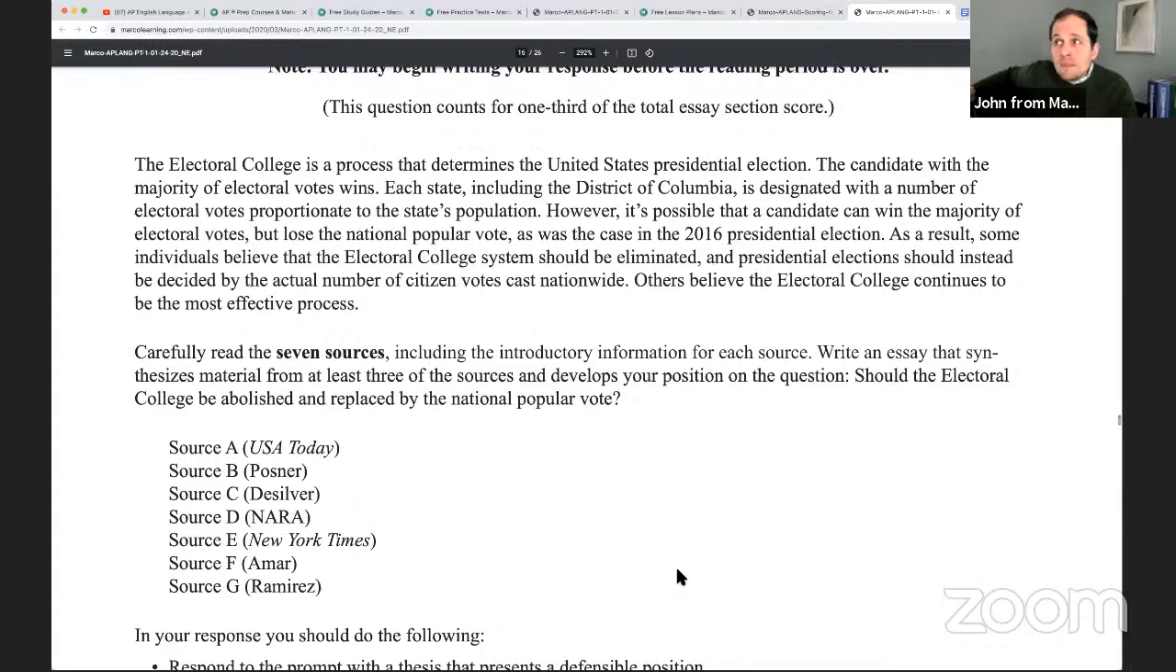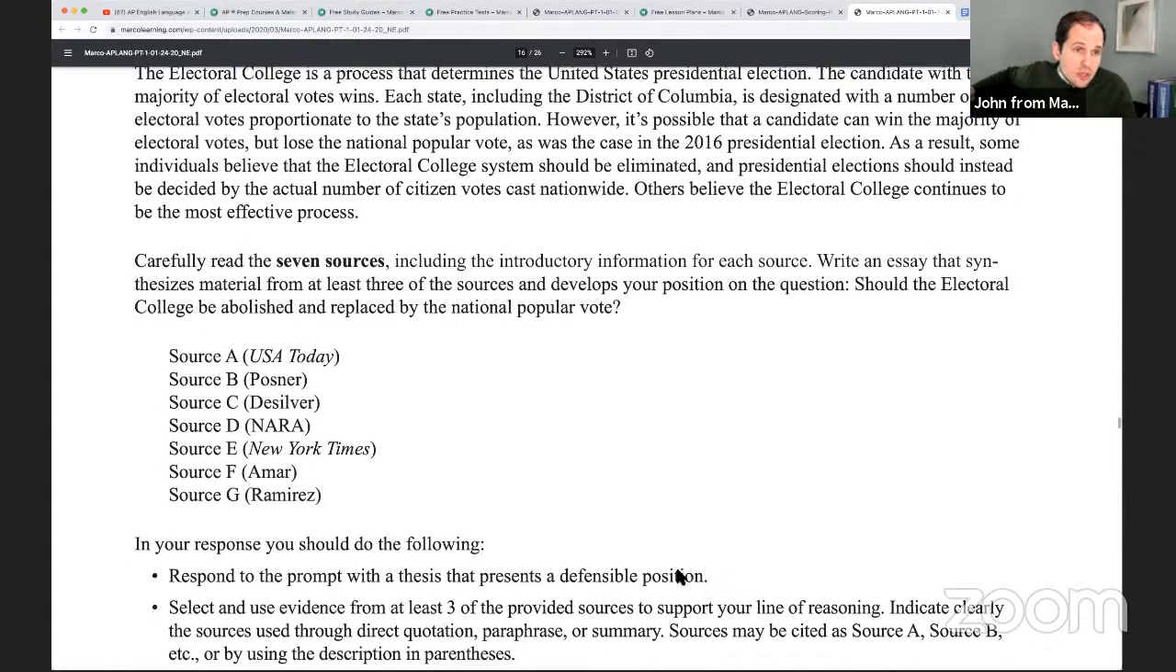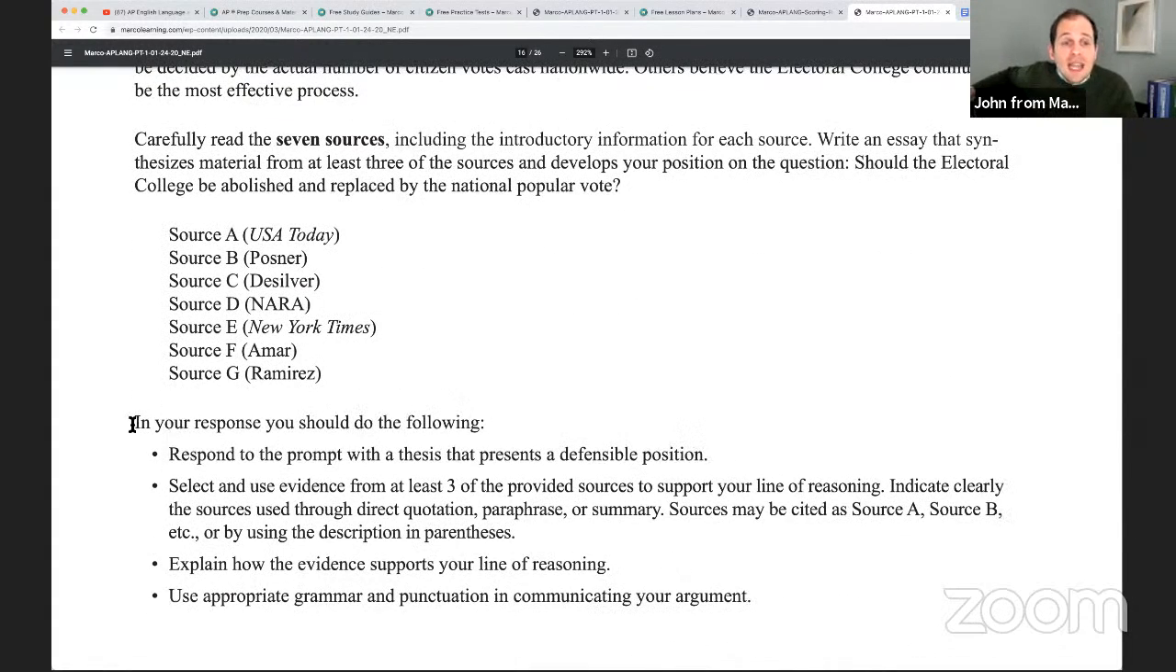Now, what's nice is they actually list out what these sources are, source A through G, and then they actually remind me of the rubric, right? Get a thesis, use at least 3 of the sources, using either direct quotation. I say keep those direct quotations pretty short. The longer your quotation, the more I'm rereading the sources in your handwriting, right? Paraphrase, which is a great way of summarizing what the person's doing, and really just a straight summary. In source B, Posner argues X, and you use that.